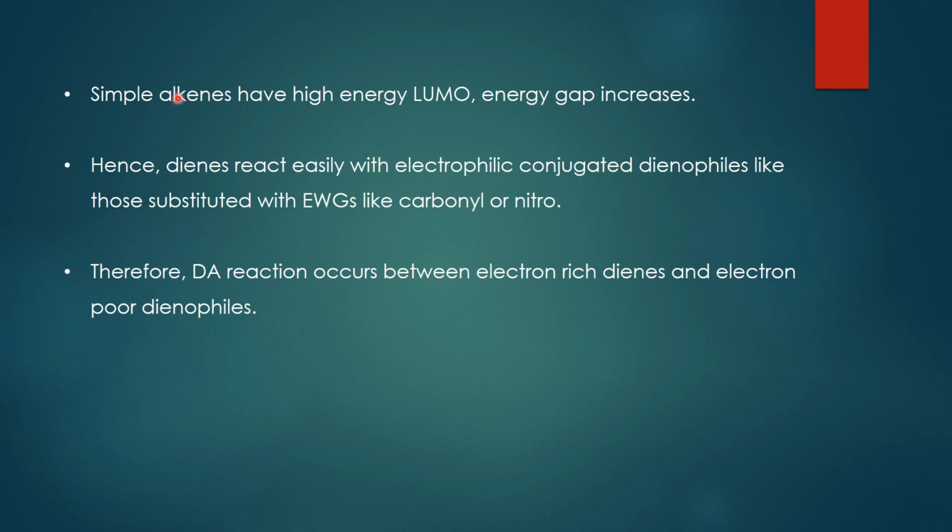So here it is given with further explanation. That means simple alkenes have a high energy LUMO. But when it is substituted with an electron withdrawing group, what happens? The energy of the LUMO of the dienophile decreases. Whereas the diene reacts easily with electrophilic conjugated dienophiles, like those substituted with an electron withdrawing group such as carbonyl or nitro or any other electron withdrawing group. Therefore, the Diels Alder reaction occurs between an electron rich diene and an electron poor dienophile.